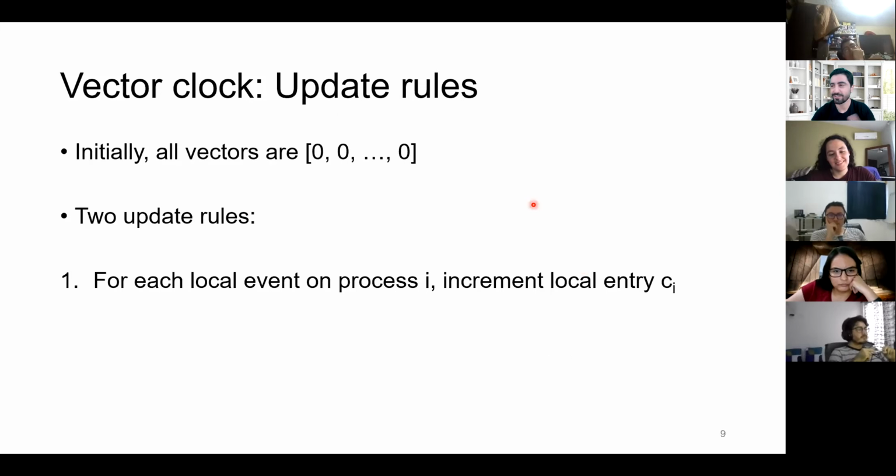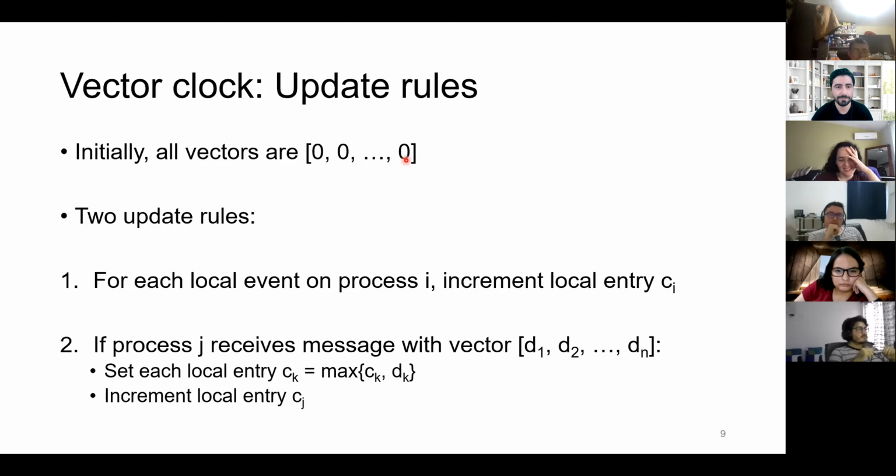Initially, all vectors start from 0, of course. So we are talking about a vector of numbers. If you have 3 processors, you have a vector of 3 elements, all 0. Somehow you can recall that with the total ordering from Lamport. So we have 2 update rules for vector clocks. For each local event on process I, increment the local entry C_I. For example, if it's process 1, you increment the first one. If it's process 2, you increment the second one. If it's process N, you increment the N-th one, the last one.